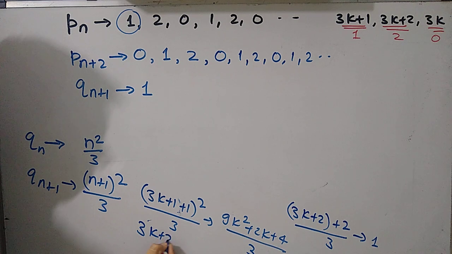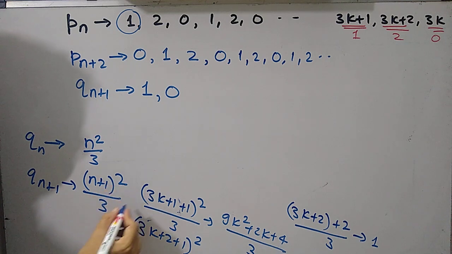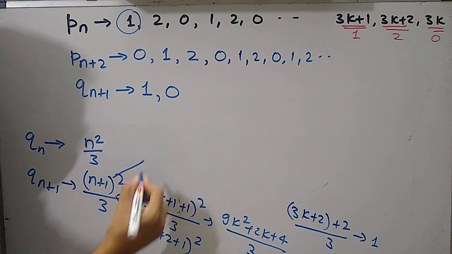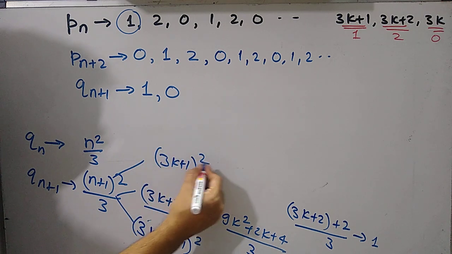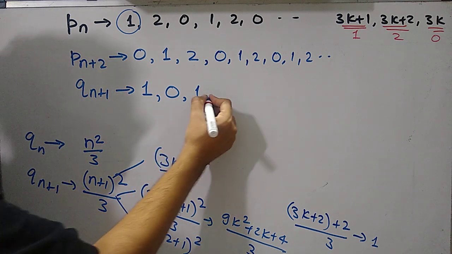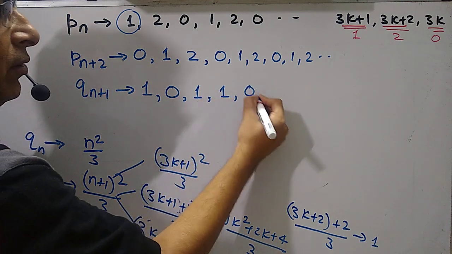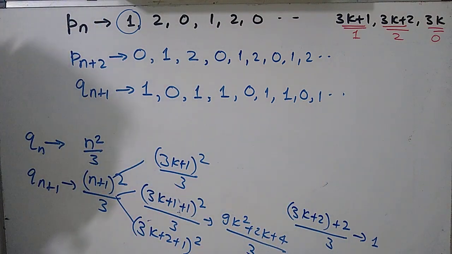Then we have to put 3k plus 2. So it is 3k plus 2 plus 1 whole square. So we are getting remainder 0. Then we put 3k, and 3k plus 1 whole square divided by 3, and we are getting 1 remainder. Then we get 1, 0, 1, 1, 0, 1 and so on.